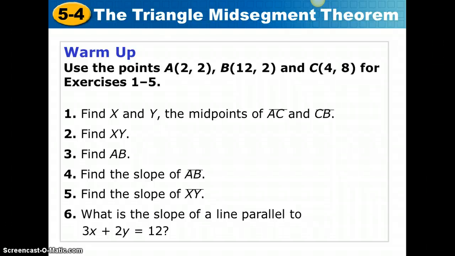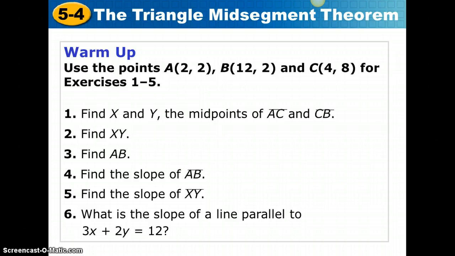Hello and welcome to lesson 5.4 over the triangle midsegment theorem. This is our first video for chapter 5. We skipped lessons 5.1, 5.2, and 5.3. If you haven't done so already, make sure you filled out the vocabulary for lesson 5.4 in your note packet and in your vocab book, and we will begin after you've done that with the warm-up.